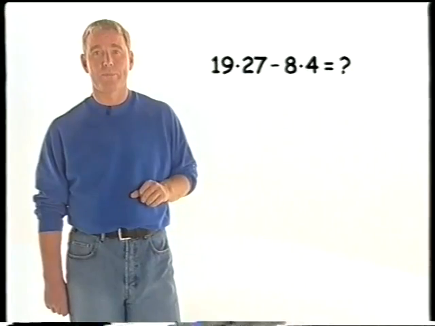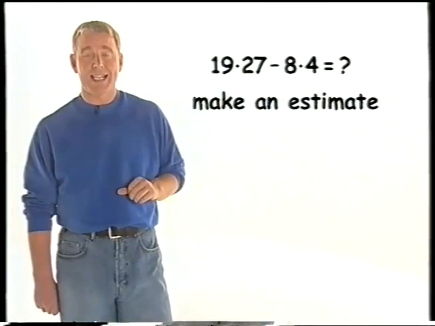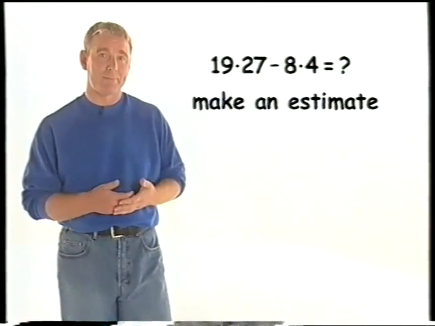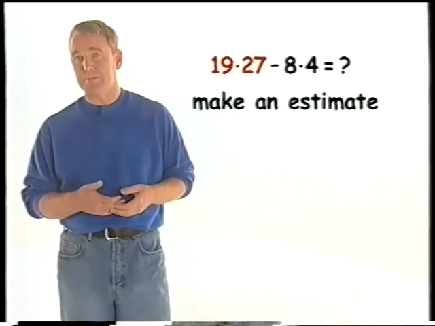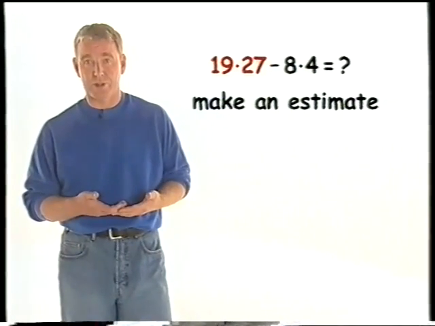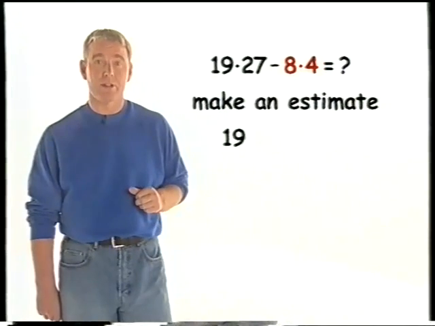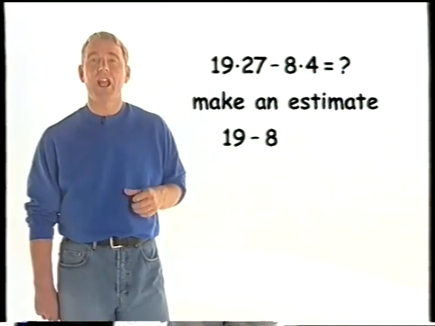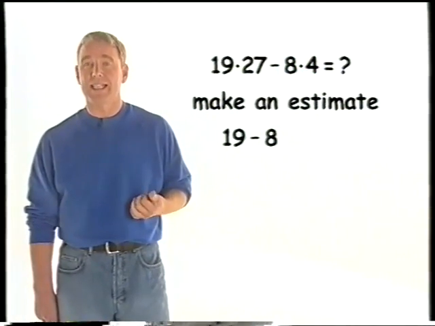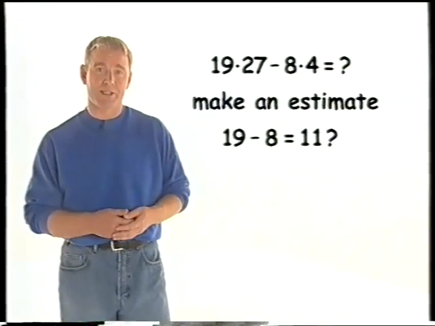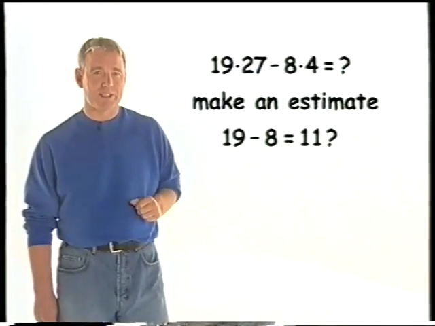How about 19.27 minus 8.4? First thing to do is make an estimate of what the answer might be. Let's round 19.27 down to 19 and 8.4 down to 8. 19 take away 8 is 11, so that's my estimate. Now back to the proper sum.